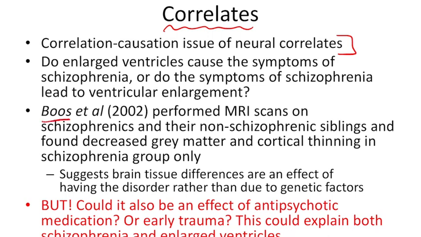In this research by Booz, they performed MRI scans on schizophrenics and their non-schizophrenic siblings, and they found decreased grey matter and cortical thinning in the schizophrenia group only. So if we think about what this means, it suggests that the brain tissue differences are an effect of having the disorder rather than due to genetic factors. If it was due to genetic factors that were inherited, we would expect to see this altered structure and functioning in their relatives as well, in the non-schizophrenic siblings, but we don't. This is unique to those who are suffering from schizophrenia, which suggests that actually it's an effect of having the disorder rather than due to some inherited characteristic.